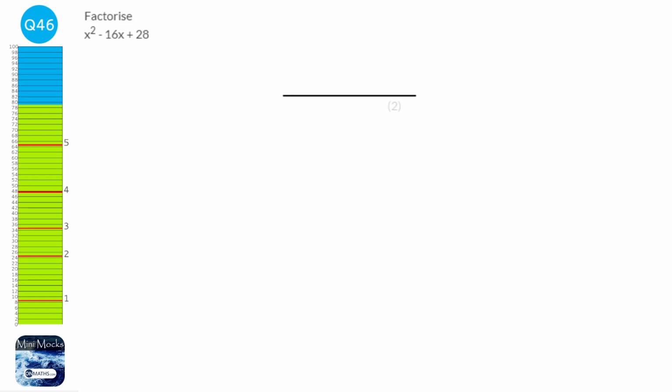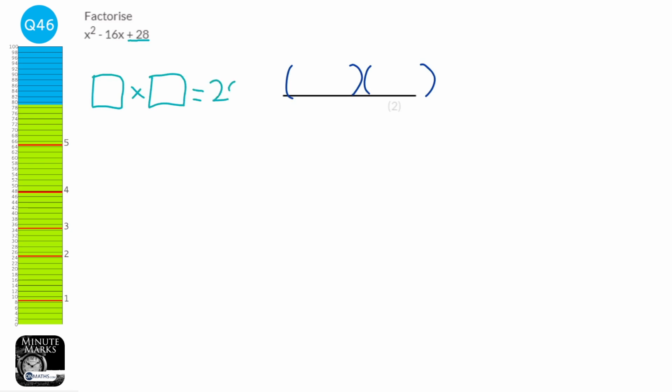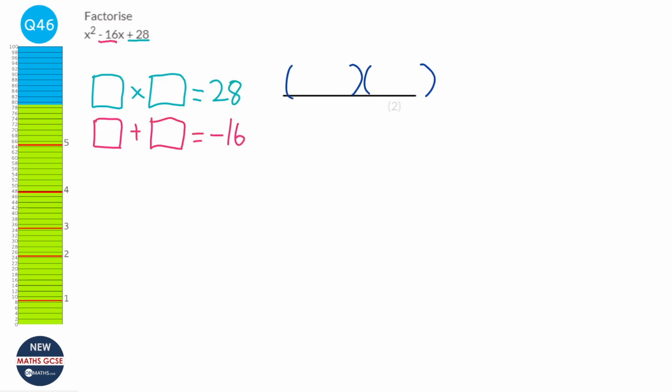When factorising a quadratic, and this is a quadratic, so we've got an x squared term, an x term, and a number term, what we need to do is find numbers to put in two pairs of brackets. To do that, we first look at the number on its own, the 28, and we need to find two numbers that multiply together to make 28. We also look at that minus 16, the coefficient of the x term, and we know that they've got to add together to make minus 16.